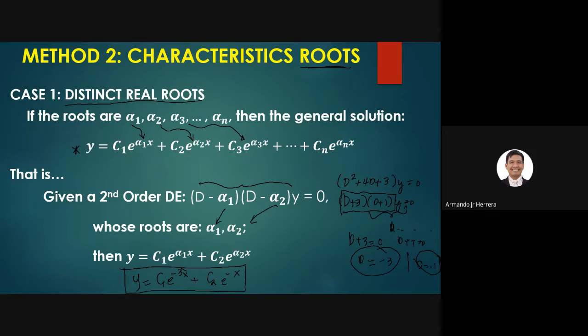So, paano natin ito na-derive? So, of course, gamit yung ating reduction of order. So, pakita lang natin. So, this is D minus alpha 2 Y is equal to 0. So, let this be Q. So, letting that be Q, that's D minus alpha 1 Q is equal to 0. So, that's dQ/dx plus Q multiplied by negative alpha 1 is equal to 0.